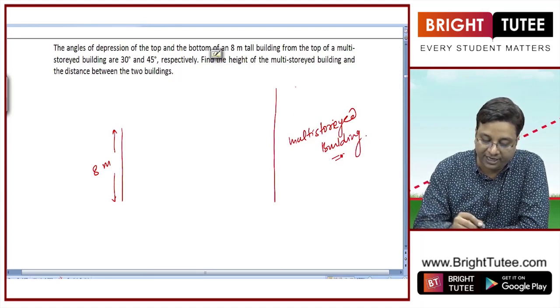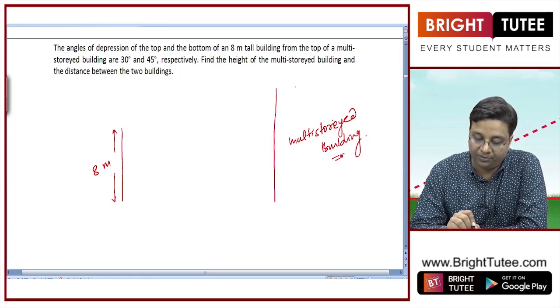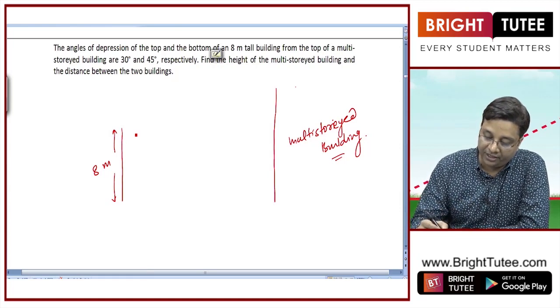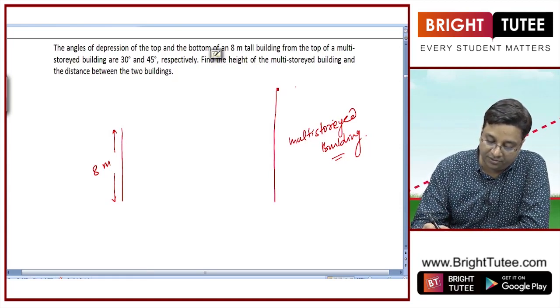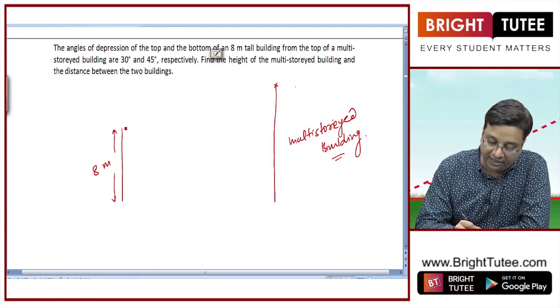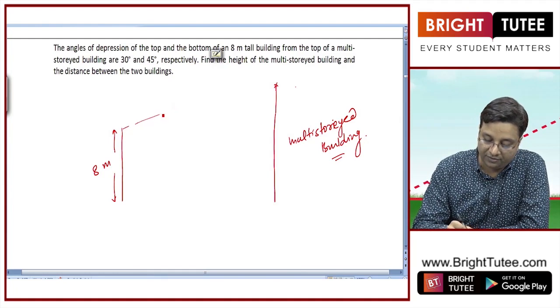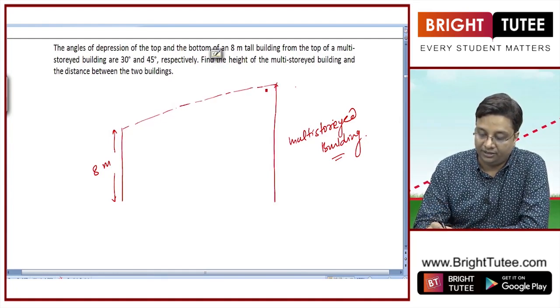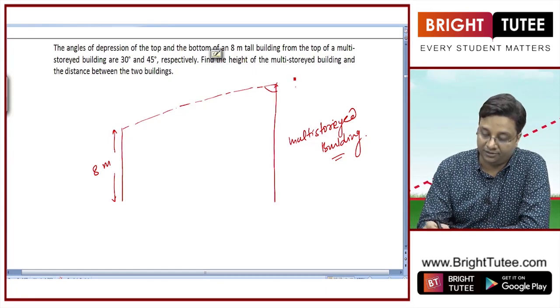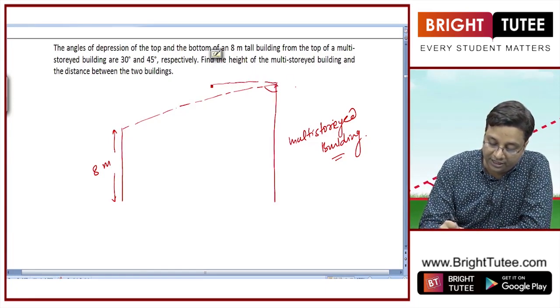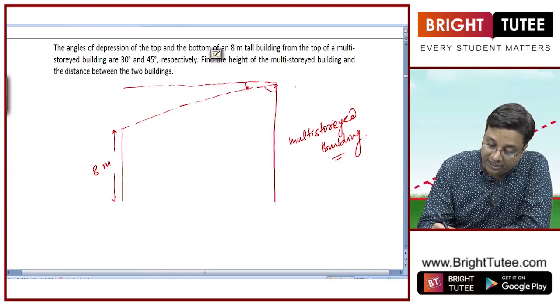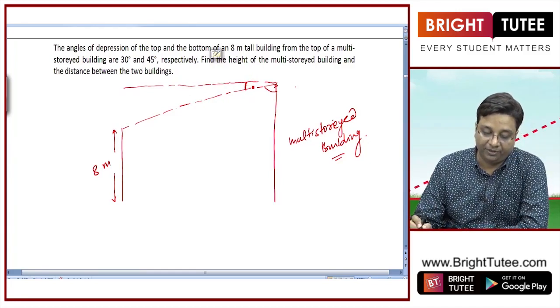Now we are given the angle of depression of the top and bottom of an 8-meter building from the top of this multi-storied building. So this is the top of the multi-storied building, and we need to talk about angles of depression. So which angle will be the angle of depression from here? No, this is not that angle. We need to draw a horizontal line here, right? So this is the horizontal line. So this angle is the angle of depression.